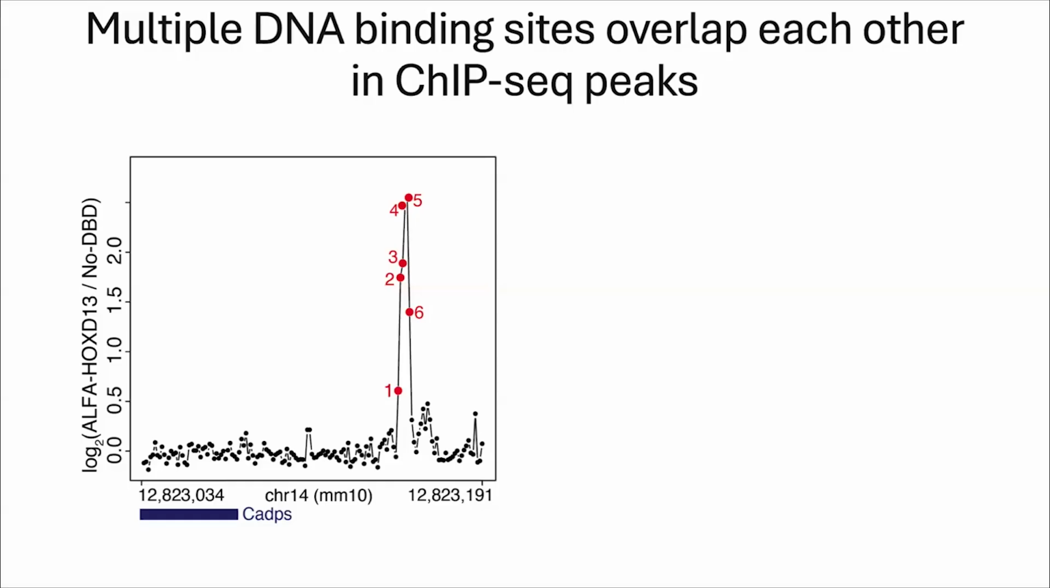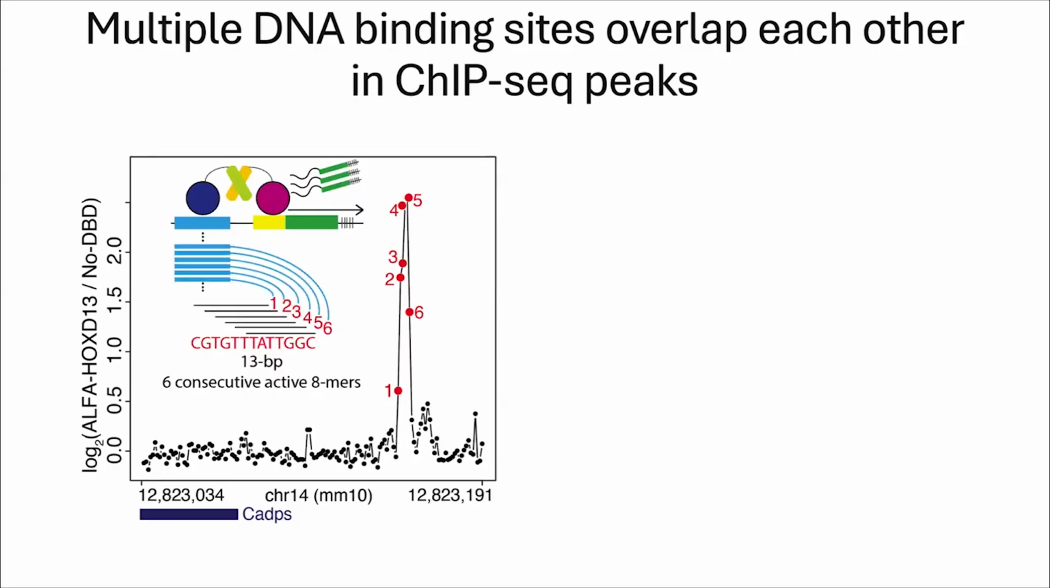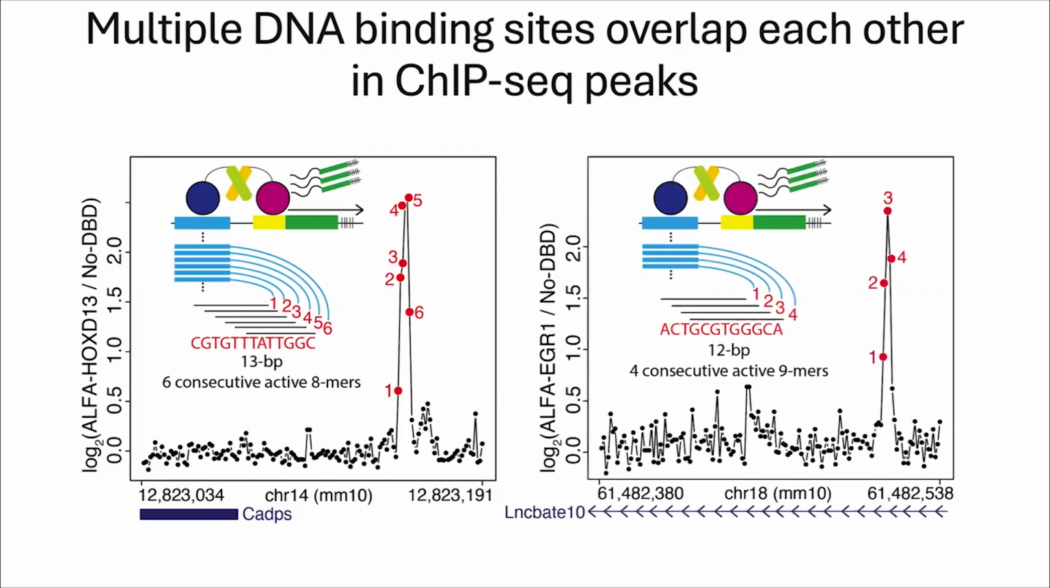The surprising result is that instead of an individual isolated binding site, we observe 6 consecutive overlapping DNA binding sites for HOXD13 in this ChIP-seq peak. This is a surprising result because all 6 of these binding sites were profiled independently, but they occur consecutively in the genome. We see the same thing for EGR1. So we see 4 consecutive overlapping binding sites instead of a single isolated binding site. And these are not isolated examples.